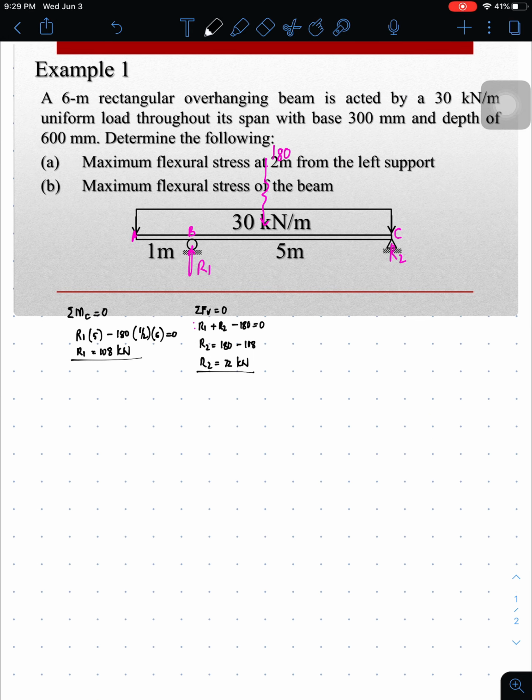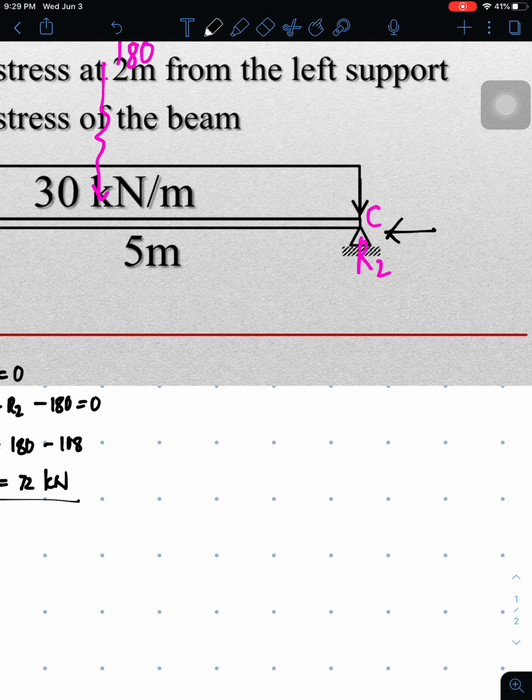Again, I did not write the horizontal reaction, although it should be there, but the value there is 0, and it has nothing to do with the flexure. Again, flexure is about bending moment. What causes bending moment? Loads, vertical loads. Okay, so we're now ready to draw the shear and moment.